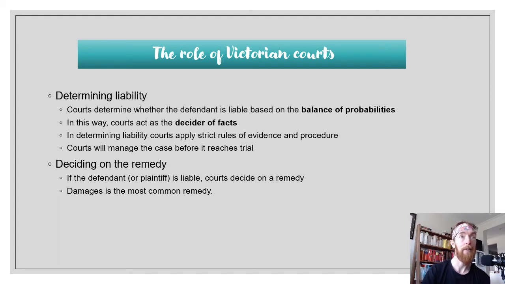So one of the things they do is determine liability. So we're not determining guilty or not guilty in civil cases, we're determining if someone is liable or not liable. So courts decide whether the defendant is liable based on the balance of probabilities, so it has to be most likely. And in this way, the court acts as the decider of facts. In determining liability, the courts apply strict rules of evidence and procedure, and courts will manage the case before it reaches trial. So once again, when we say the balance of probabilities, it's all about who's most likely to be right in that case. And that's really important in civil cases.